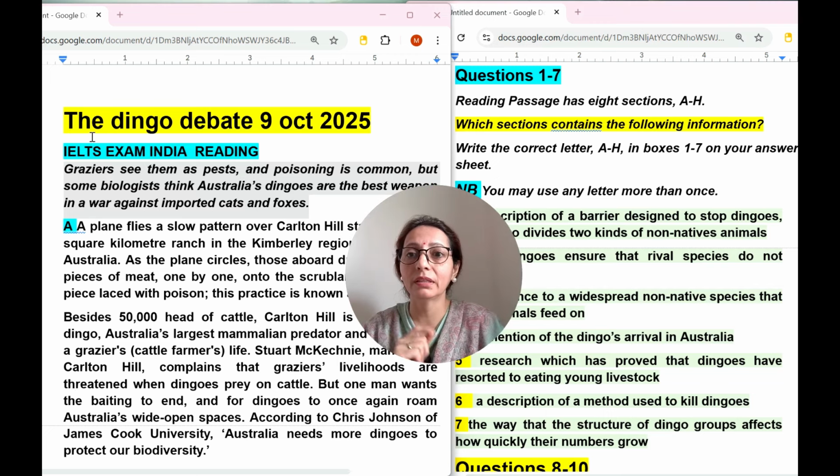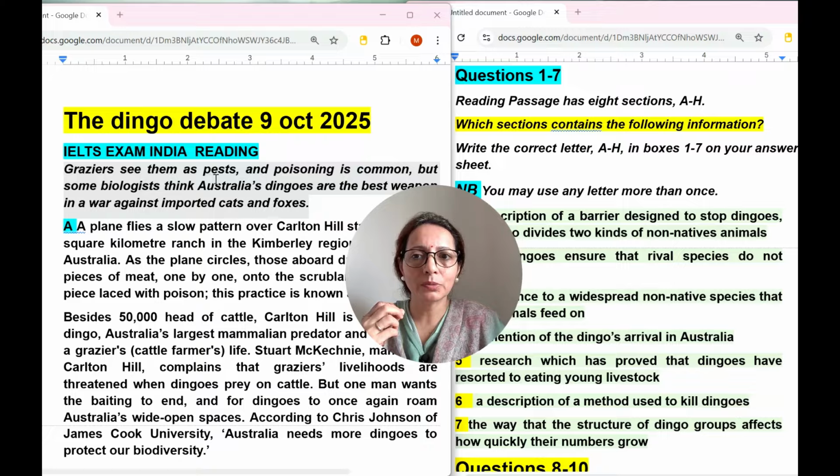Let's do this reading, the dingo debate. That reading was part of the 9 October 2025 IELTS exam in India, so this reading can be repeated in other parts of the world. I have understood that it is a debate kind of reading, but what is dingo? Everybody will not be aware of what a dingo is. To get the meaning of this word, you can read the first 2 3 lines so that you will come to know what this dingo is.